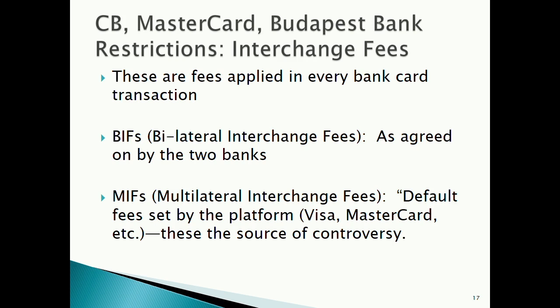The CB case that underlies a lot of the discussion of objects and effects, and Budapest Bank, all involve bank card fees. You know your bank card. How does that work when you go to a merchant? It's not a one-sided market, right?